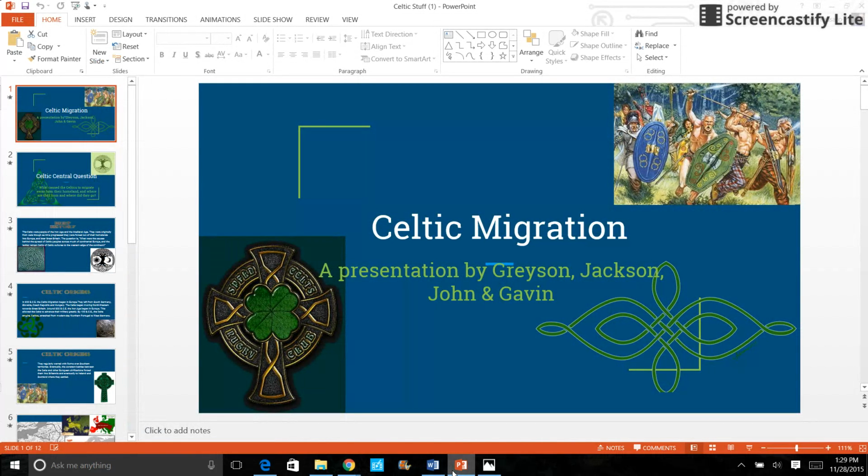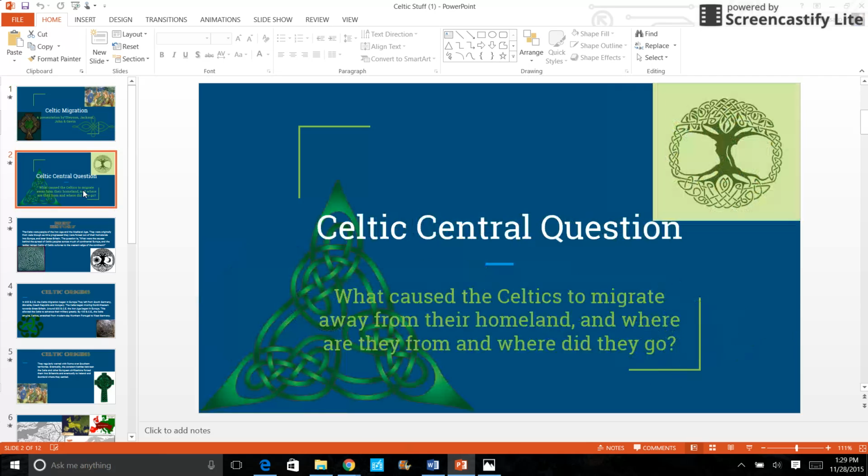One particular piece that was done exceptionally well was on Celtic migration. Each student was given a central question with which to operate, and for this group, the causes for the migration away from the homeland in Central Asia and where the Celts went from there and where they settled was the driving question.